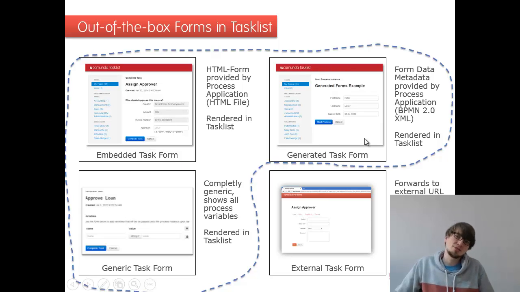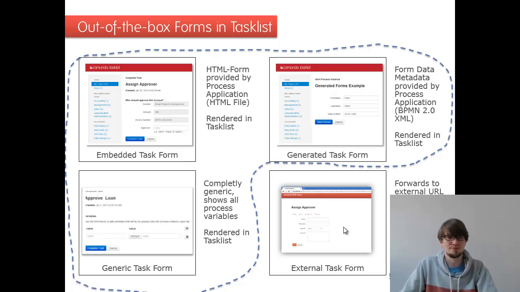The generated task forms, there you provide basically a list of variables which should be rendered here, but you don't influence the layout. That's basically a generated form, but you influence which variables are shown here. I show you that in a minute. And we have the generic task form. The generic task form is a generic one. It's always rendered if we don't have any other task form configured, and it basically shows all variables, and you can do anything there. It's not really usable for real life, but it's pretty handy for prototyping.